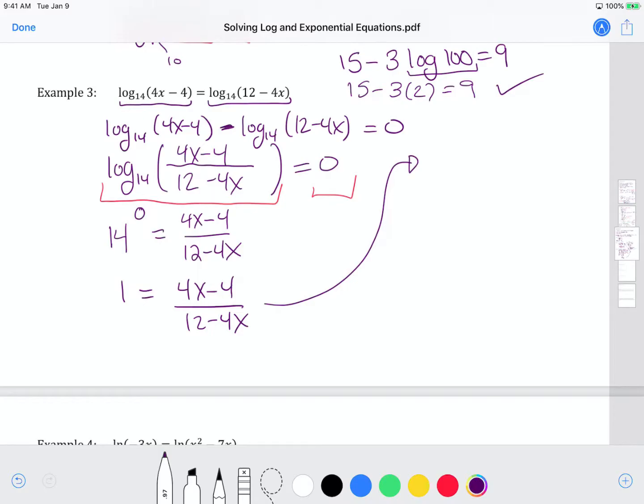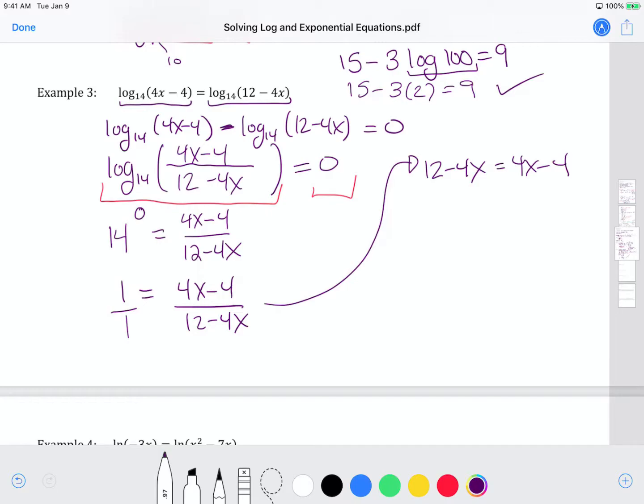I'll finish it over here. And now when I go to solve for x, I can either multiply both sides by 12 minus 4x, or I can cross multiply, whichever you prefer. It doesn't matter, however you look at it. I'm going to use cross multiplication. When I do that, I get 12 minus 4x is equal to 4x minus 4. And I'm going to keep going and solve for x.